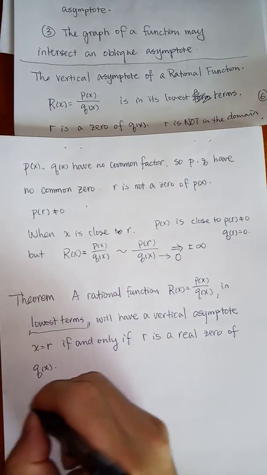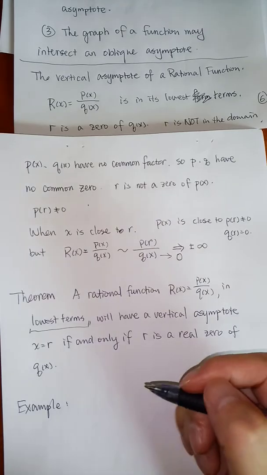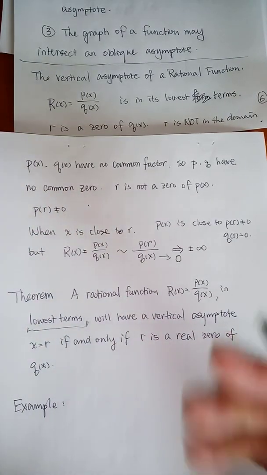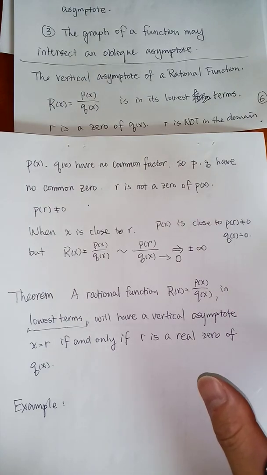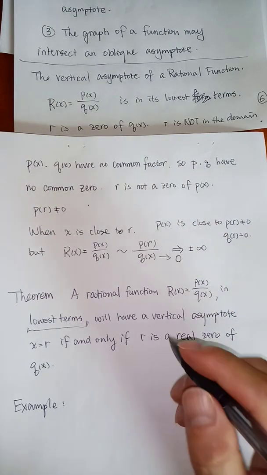Okay, so let's see the example. Because the numerator, in this case, is not 0, the denominator becomes smaller, approaches 0. So you divide a number by a very small number, you get a large value.